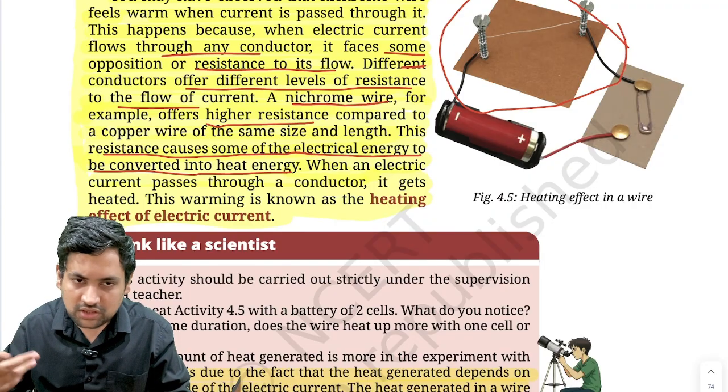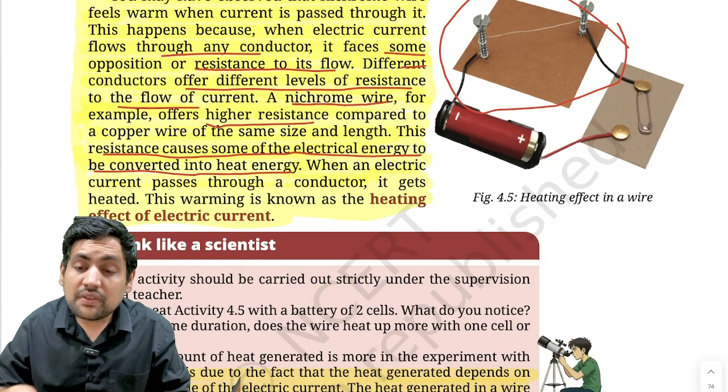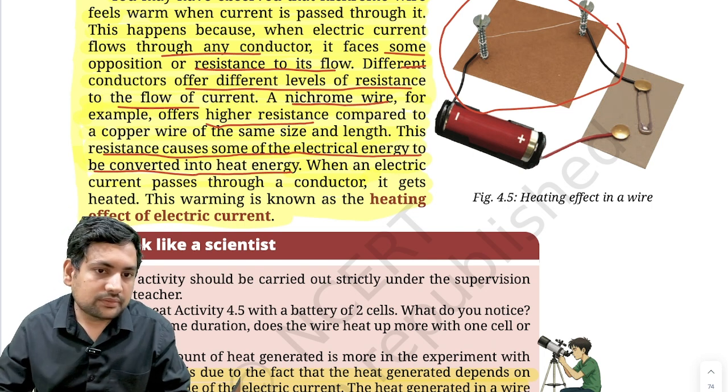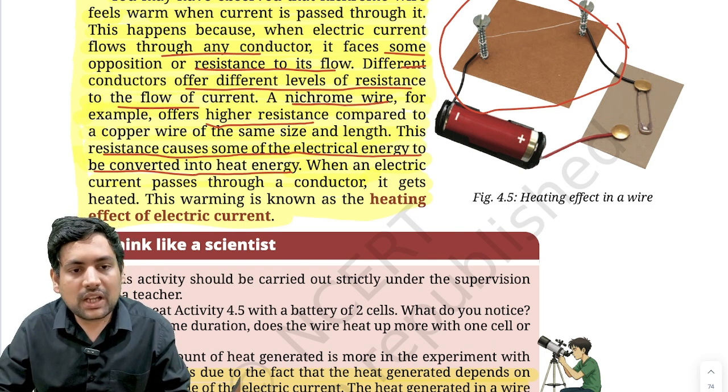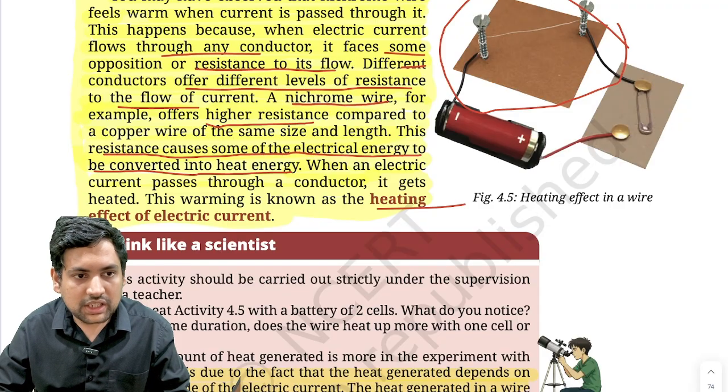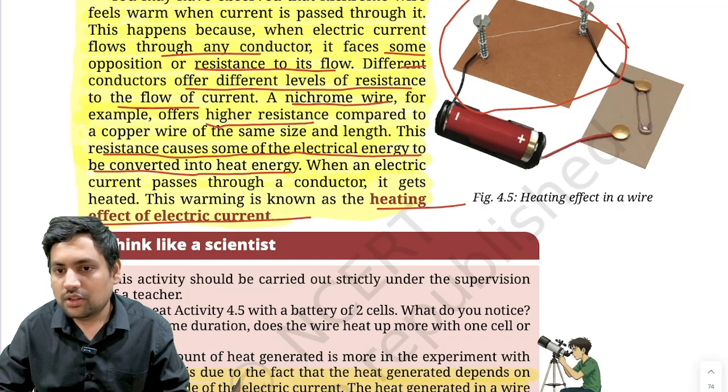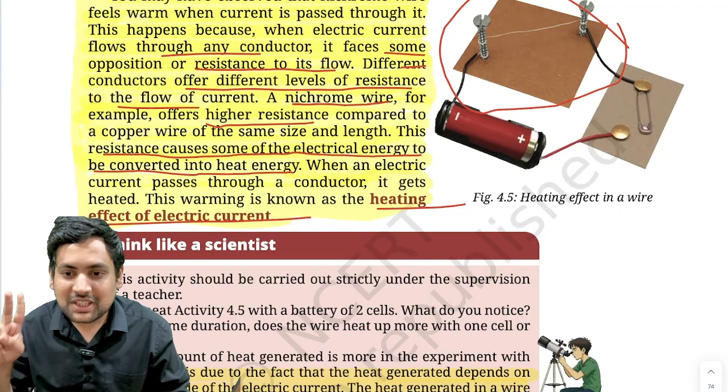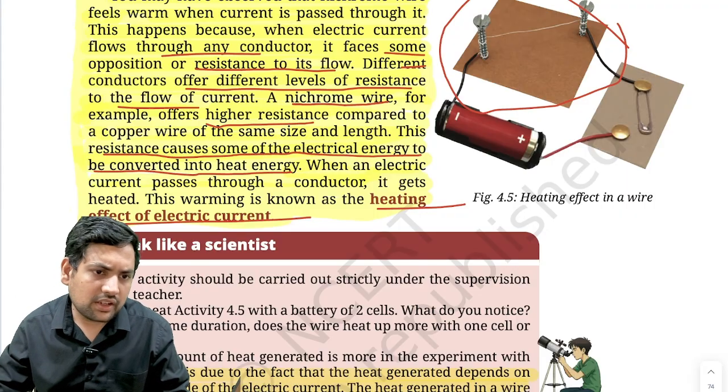So some amount of electrical energy is essentially lost to us. Correct? It is not getting to our system. Where is it getting lost? In the form of heat energy. Then, when electric current passes through a conductor, it gets heated. This warming is known as the heating effect of electric current. So you have understood the magnetic effect, and now this is the heating effect of electric current.